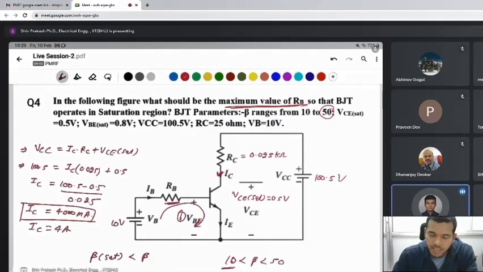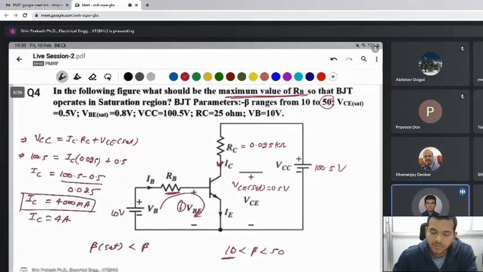then in some condition it will go beyond the saturation region. The question is about the maximum value of resistance. If you solve the thing, you find the IB value and another thing, then you find that the BJT can go to another region. That's why you can't take 50 as the maximum value. You should take as minimum as possible.